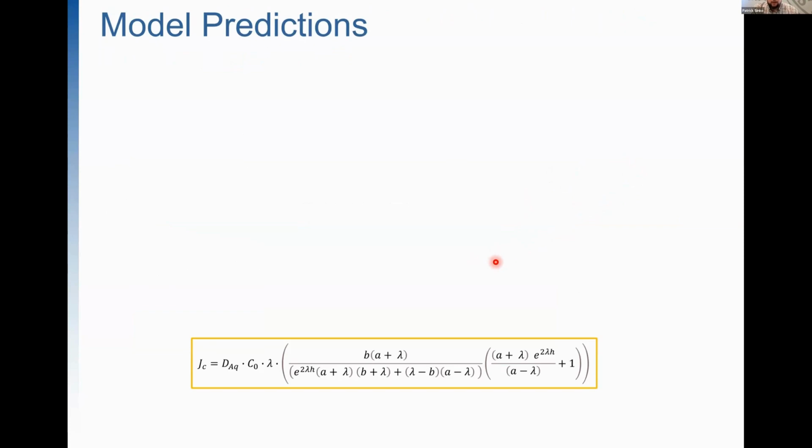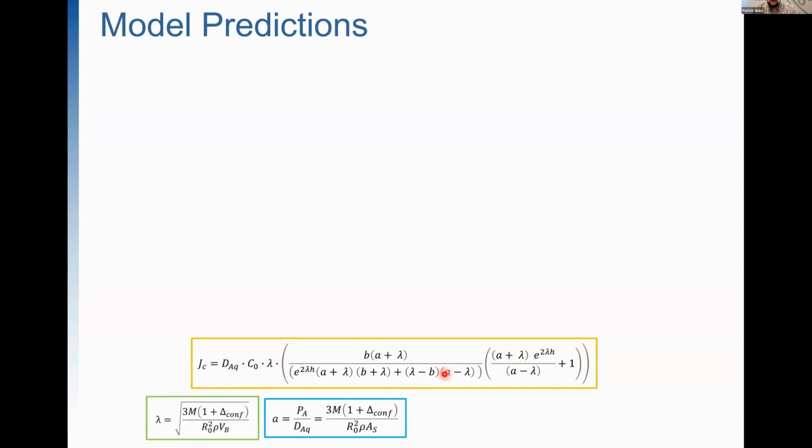Not going through the derivation of the math, but keeping in mind the theory that we just talked about, this is what the ultimate flux through the membrane model looks like. You can see here we have the diffusion coefficient for the drug, C0 being the solubility of the drug, and then a few repeated terms in this complex term at the back, where we have A, B, and lambda. For the purposes of this talk, all you need to know is that A and lambda contain the particle dissolution model, and the B term contains the permeation or the partition model.